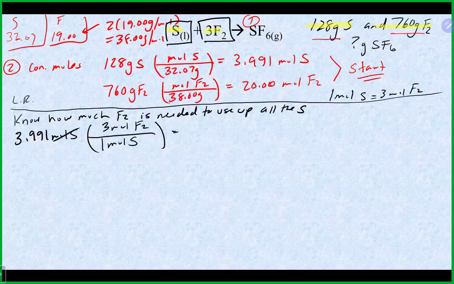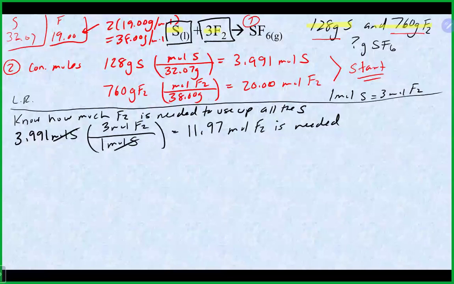The moles of sulfur will cancel. That tells me 3.991 times 3 is 11.97 moles of F2 needed. That number I just calculated is, in theory, how much F2 you would have to put into this reaction to use up all of your sulfur. First off, any question on that calculation?